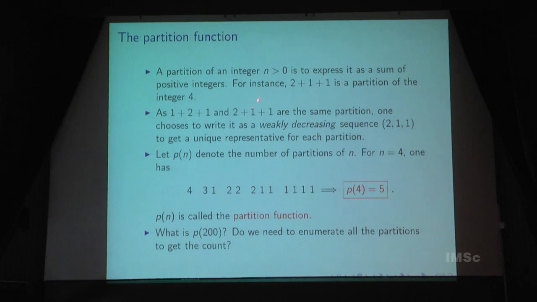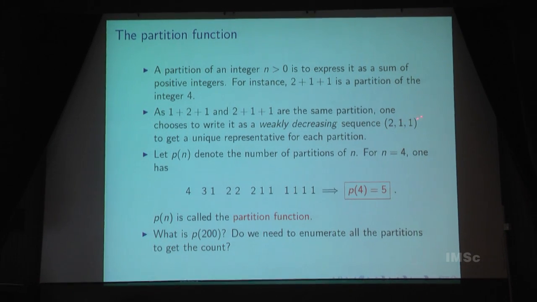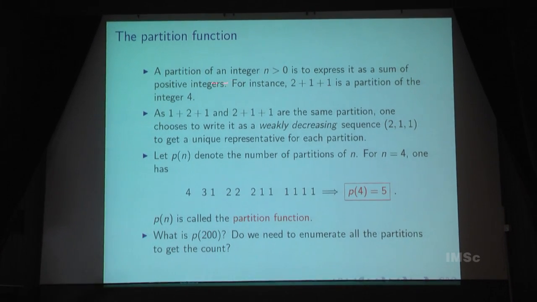So to write a unique representative, you write it as a weakly decreasing sequence. So you write it as 2, 1, 1. By weakly decreasing, I mean the next entry is less than or equal to the previous entry. Sometimes I will not even put commas; I'll just say 2 1 1 is a partition of 4. One of the questions you would like to ask is, if you're given a positive integer, how many partitions does it have? We'll use the symbol P of n to denote that.